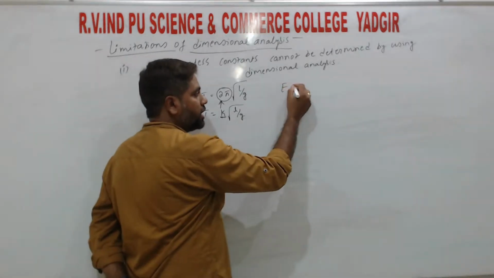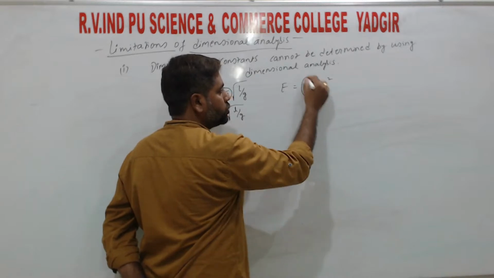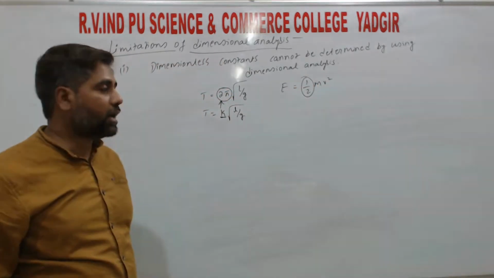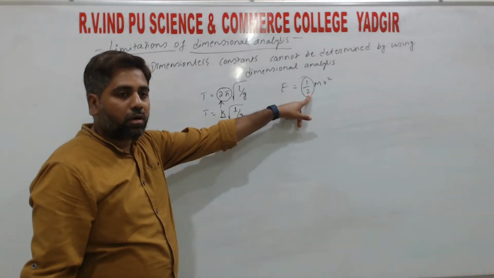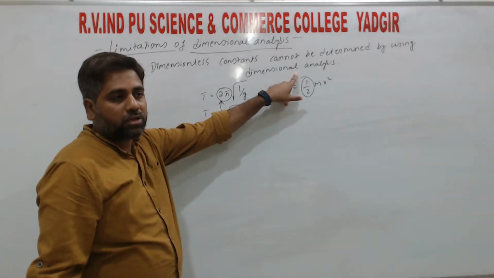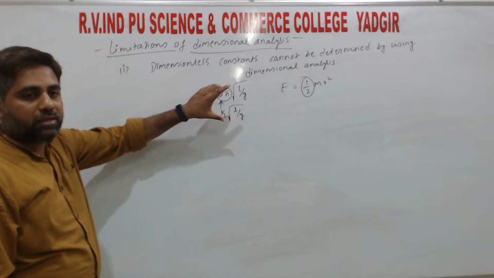Similarly in energy, kinetic energy is half m v square. So here also 1/2 is a dimensionless constant. ಇದನ್ನ ನಾವು ಫೈಂಡ್ ಮಾಡ್ಕೊಳಕ್ಕೆ ಬರ್ತಾ ಇಲ್ಲ dimensional analysis ಅಲ್ಲಿ. So this is the limitation of the dimensional analysis, right.